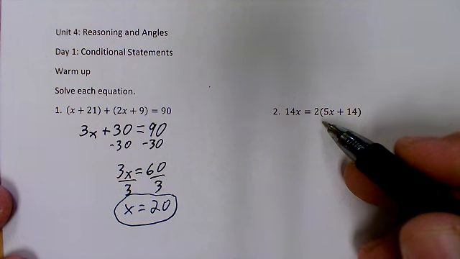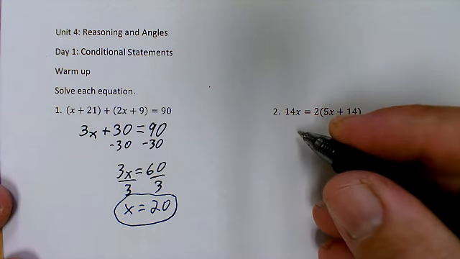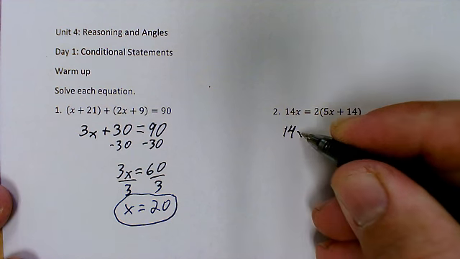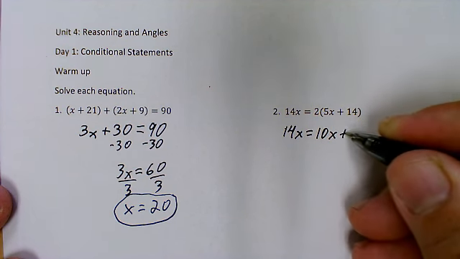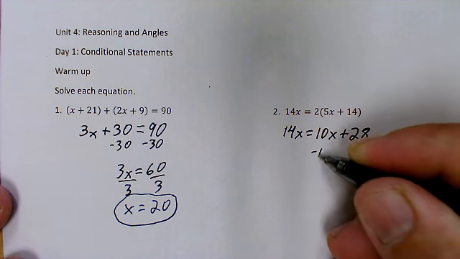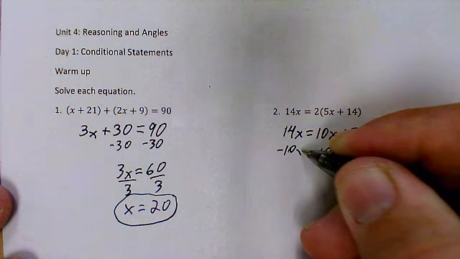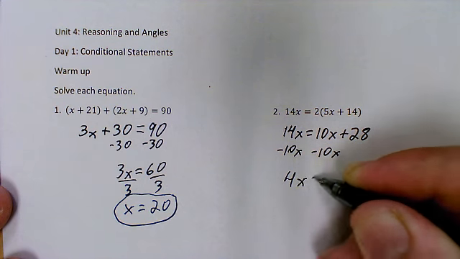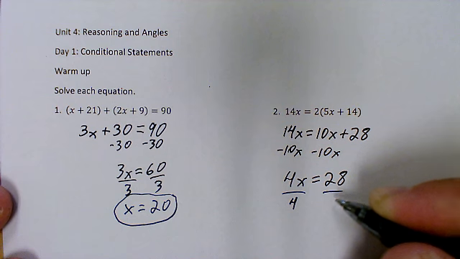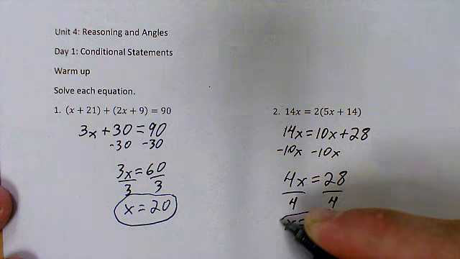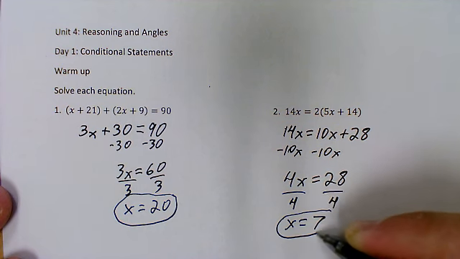On the second equation, you could go about this a couple different ways, but what I'll choose to do is go ahead and distribute the 2 to the 5x. That makes 10x. 2 times 14 is positive 28. Then here I would get the x's together by subtracting 10x from both sides. So that'd be 4x equals 28. Last step would be to divide both sides by 4. So x is equal to 7 would be my answer here.